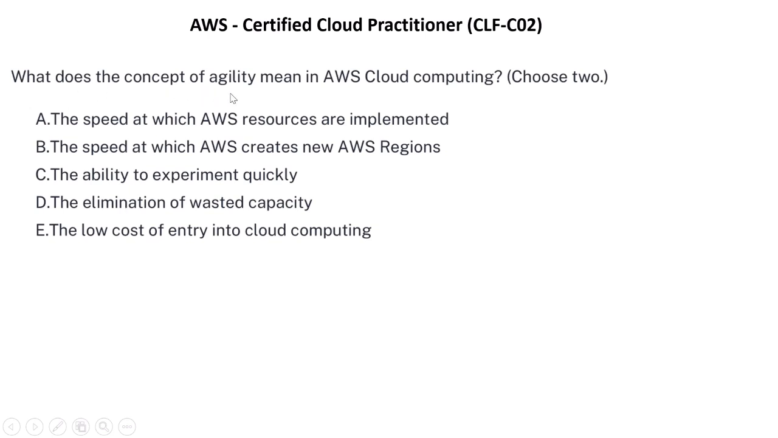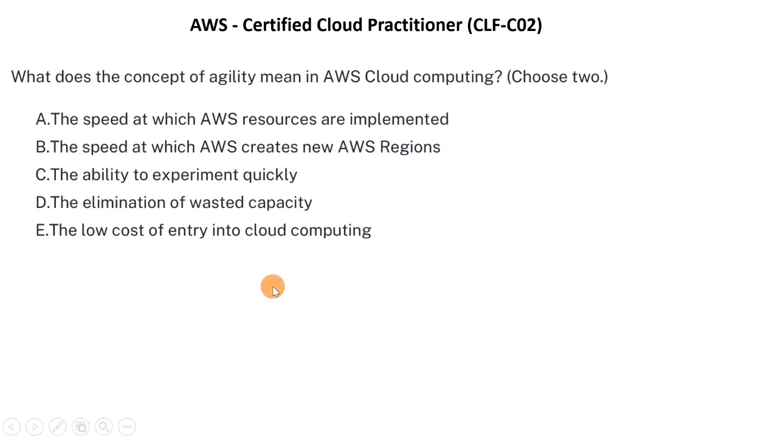What does the concept of agility mean in AWS cloud computing? Choose two options. Option A, the speed at which AWS resources are implemented. Option B, the speed at which AWS creates new AWS regions. Option C, the ability to experiment quickly. Option D, the elimination of wasted capacity. Option E, the low cost of entry into cloud computing.